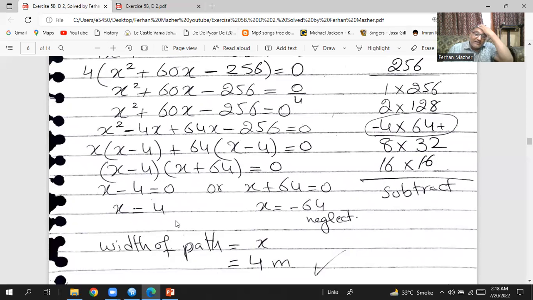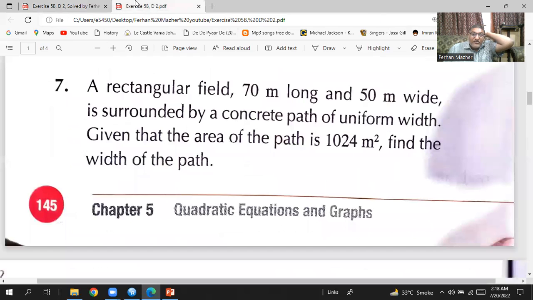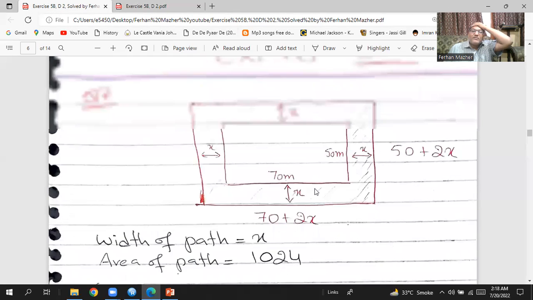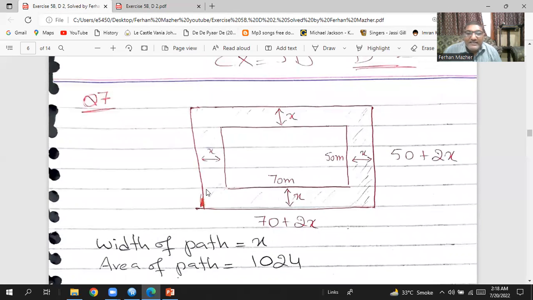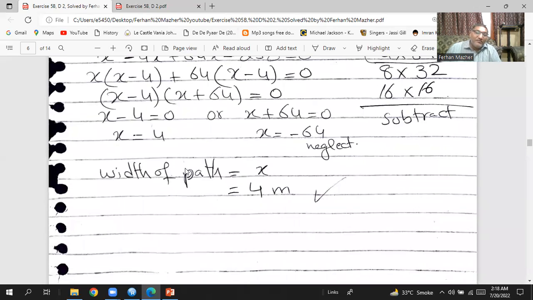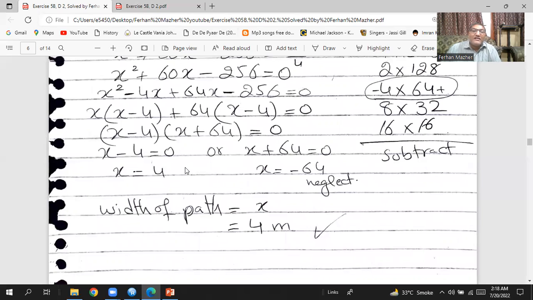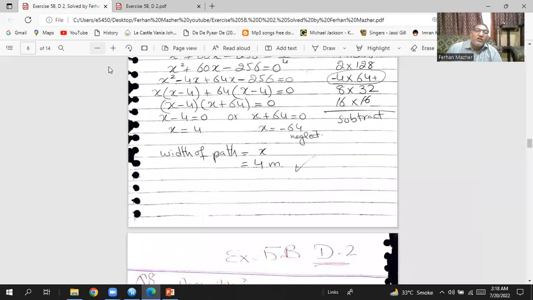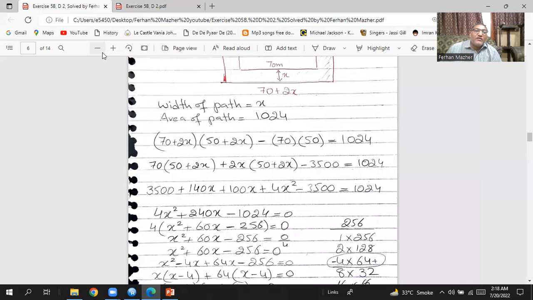So the width, what is their question? They want us to find out the width of the path. We suppose the width of the path is x. So whatever is the value of the x, that is the width of the path. And we will neglect the minus 64, so it will be plus 4. So this is how you will do this question.